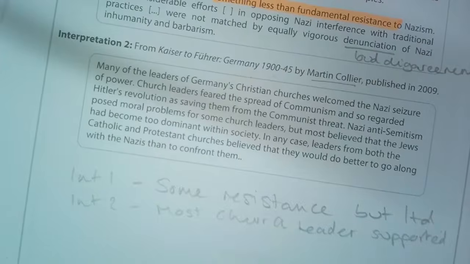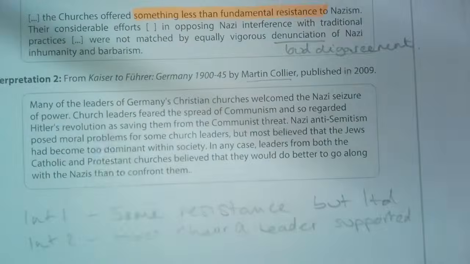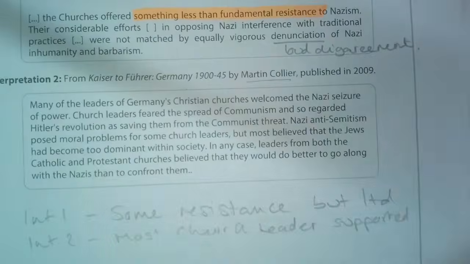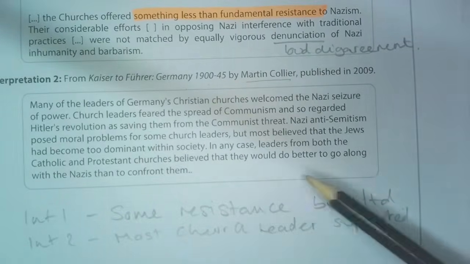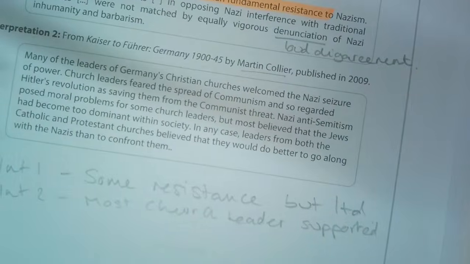So, we come back to our question. They give different views. What is the main difference? Well, the main difference is interpretation 1 is saying that there is some resistance, but it is limited. Interpretation 2 is saying actually most people supported it. That's the difference. It's as simple as that.